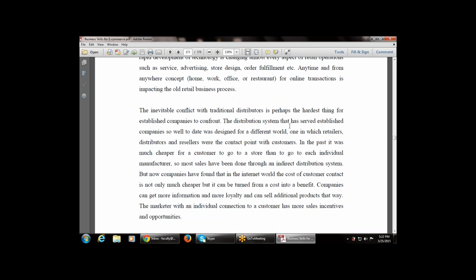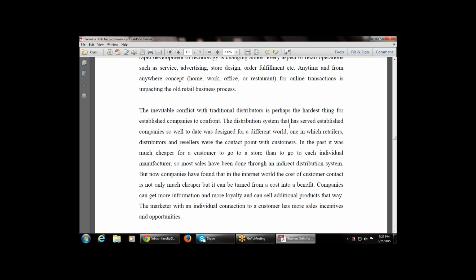The distribution system that has served established companies so well to date was designed for a different world, one in which retailers, distributors, and resellers were the contact point with customers. So these are the various persons available in retailing: distributors and resellers are the main point with the customers.